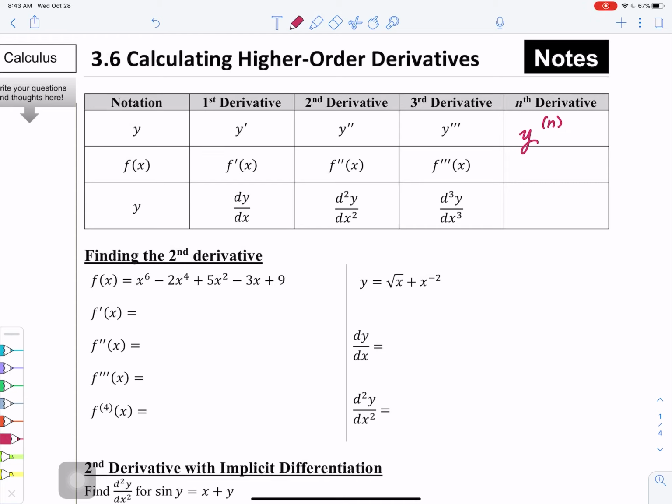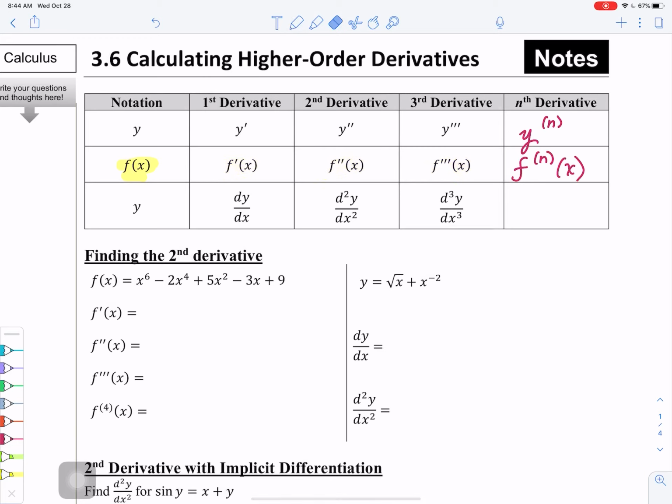Let's look at our next notation. If we're given f of x and we're asked to find the derivative, we have f prime of x, f double prime, f triple prime, and of course, we are back to that same notation in parentheses for the derivative that we're on. So the nth derivative of f looks like that.